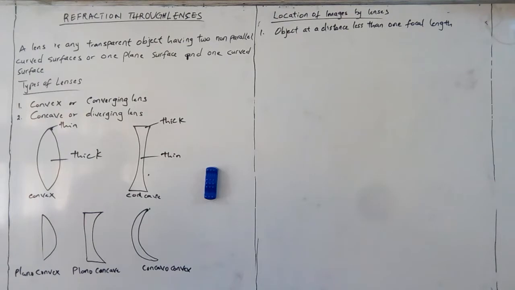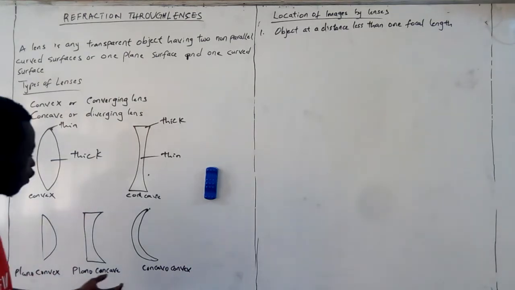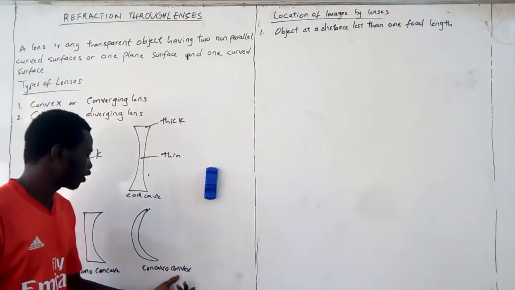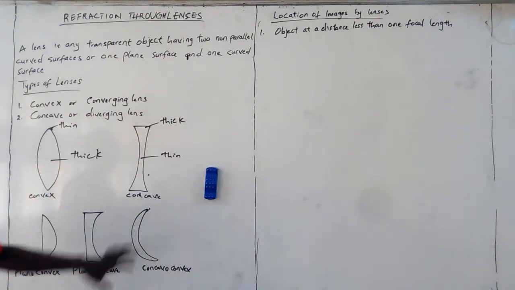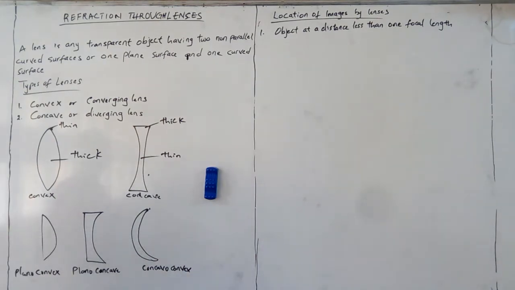Then other types of lenses we have: plano convex, in which one side is straight and the other one you have a curved surface. Then we have the plano concave and concavo convex lens. So these are the other types of lens.